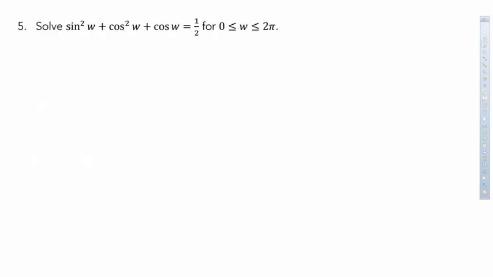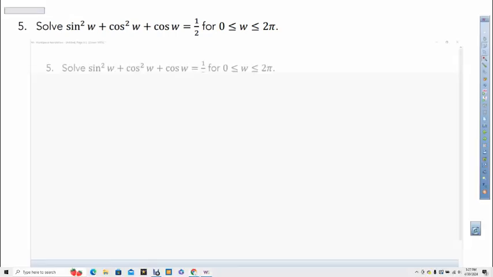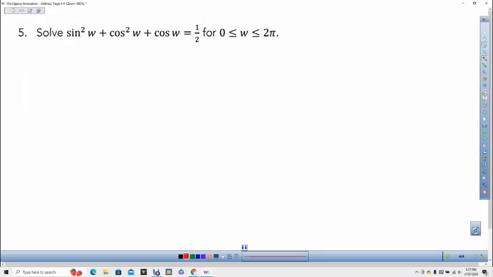All right, so number 5, we are solving sine squared w plus cosine squared w plus cosine w equals 1/2 for all values of w on the interval from 0 to 2 pi. All right, so first thing we need to remember, when we're solving for one of these trig functions, we need to isolate that thing if possible. Well, looking at this, there's no way you can solve for just cosine or just sine. So you need to look for identities in there that are going to simplify this expression.